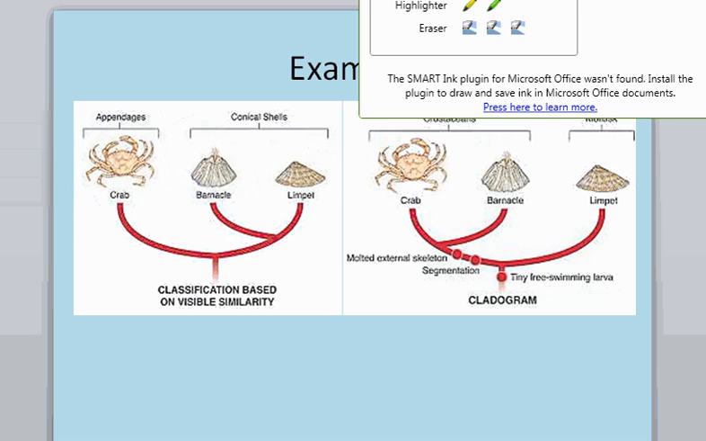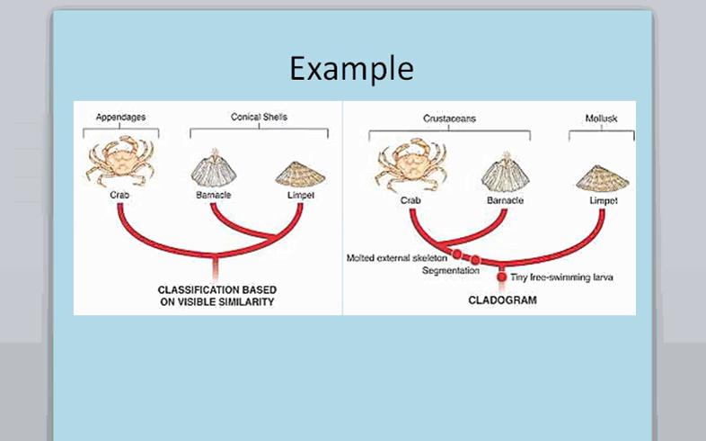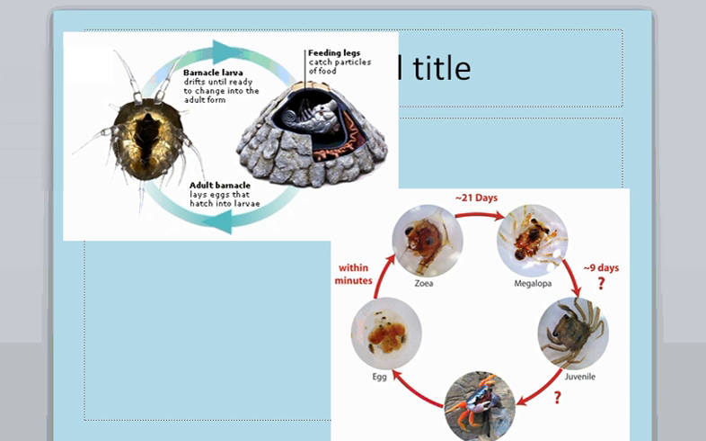If we switch pages here, you can now see that a barnacle at one time has appendages. Okay, if we look at the life cycle of the crab here, we go eggs, zoea, and then a megalopa. Again, appendages very similar to the barnacle.